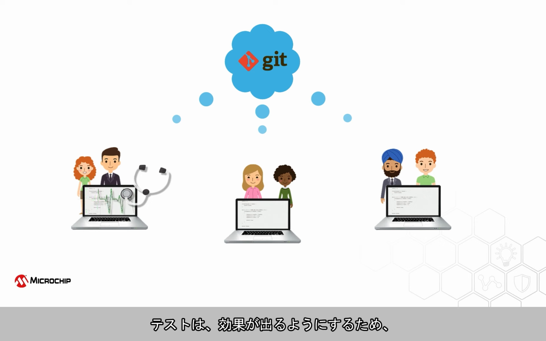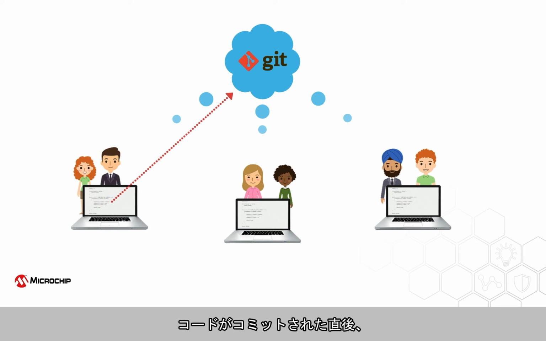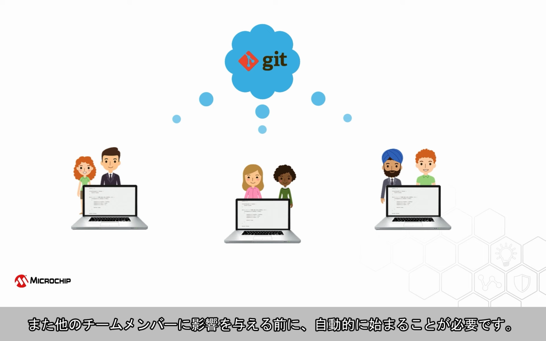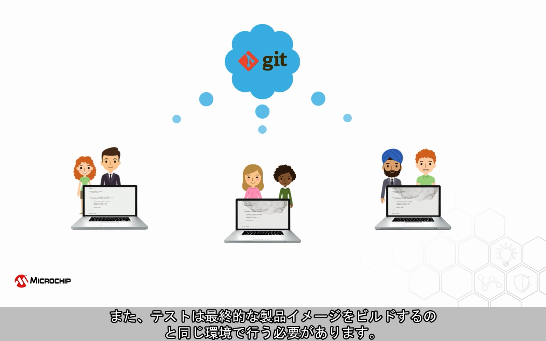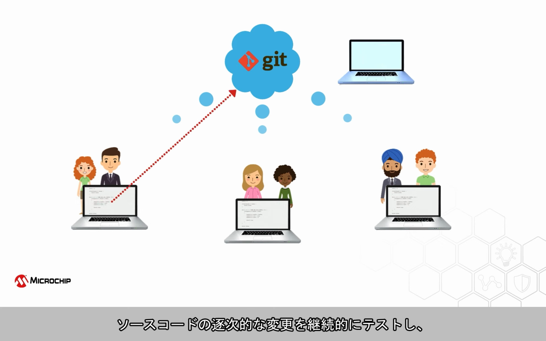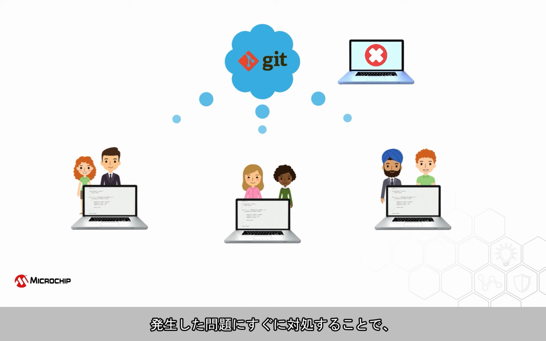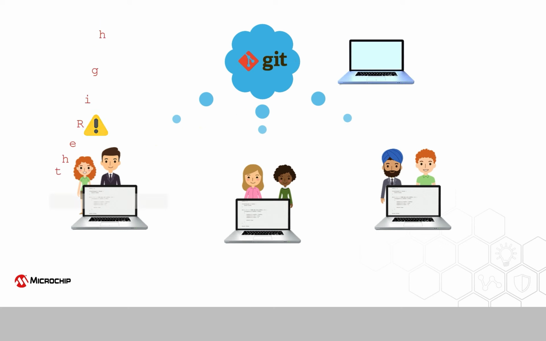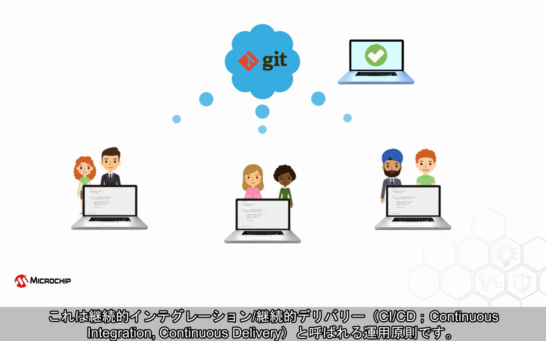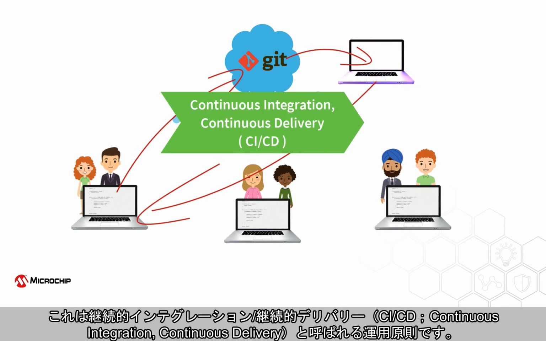To be effective, testing should be automatic and initiated immediately after code is committed, while changes are still fresh in developers' minds and before any consequences can affect other team members. It should also be conducted within an environment that is consistent with that used to build the final production image. By continually testing incremental changes in source code and immediately addressing any arising issues, teams can realize a continuous delivery of a reliable product, an operating principle known as continuous integration, continuous delivery, or CI/CD.